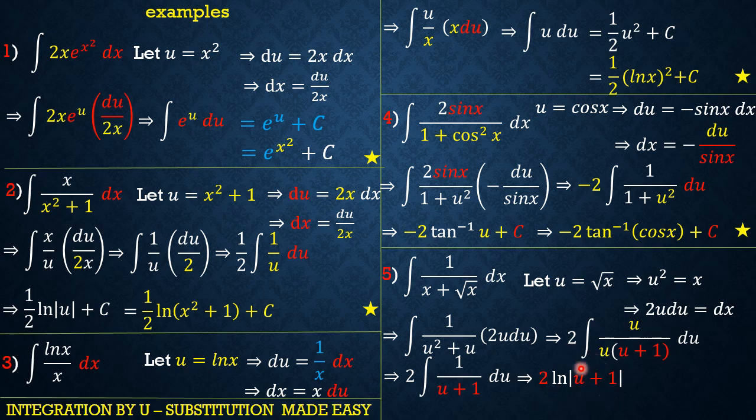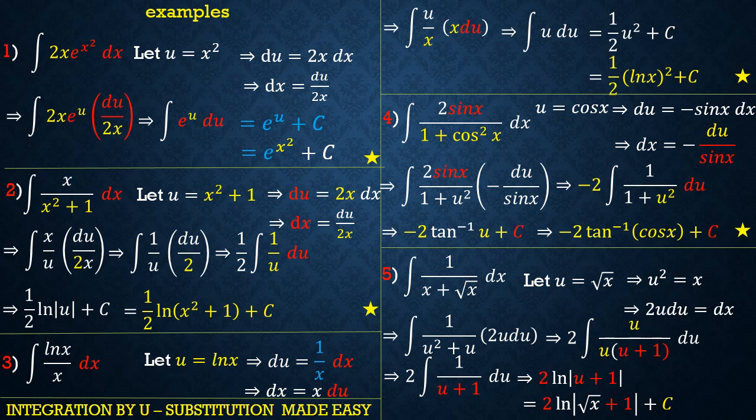Great. But what is our u? Square root of x. So we're going to have 2 times the natural log of the absolute value of the square root of x plus 1. Friends, if you don't include the absolute value sign at this point, it is still correct because this square root of x is always a positive function and the plus 1 means everything is positive. So you might decide to leave it aside for now.